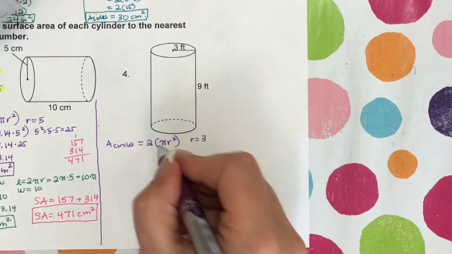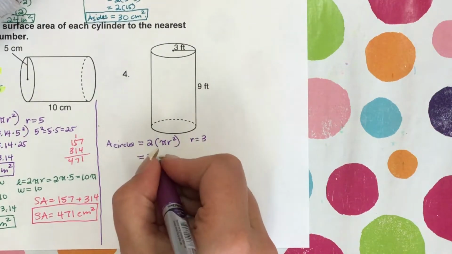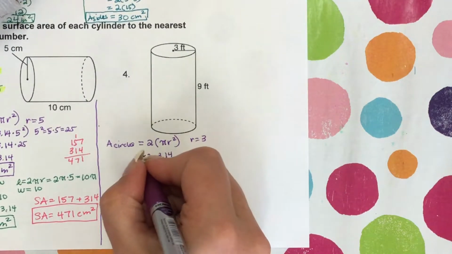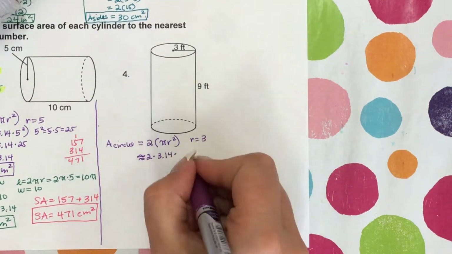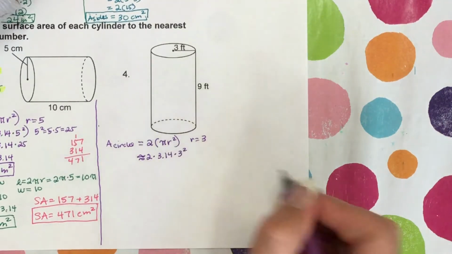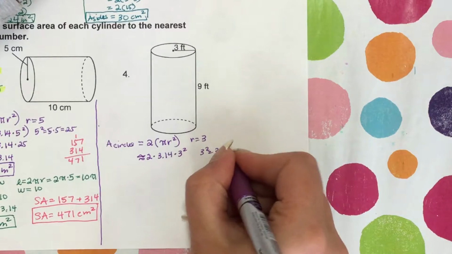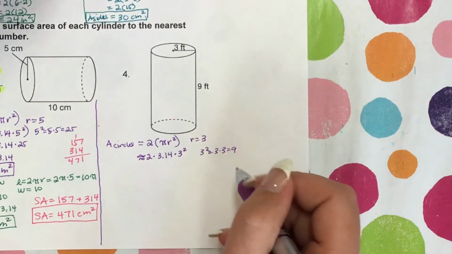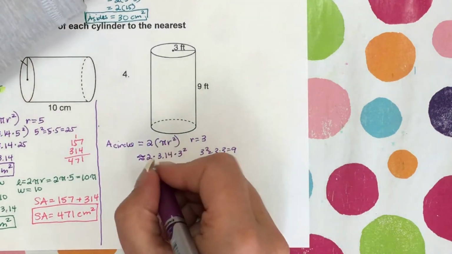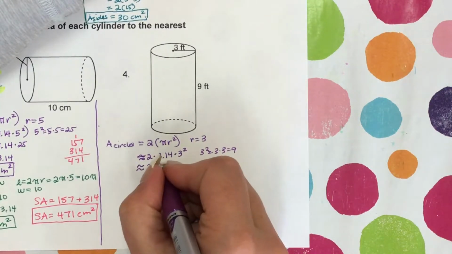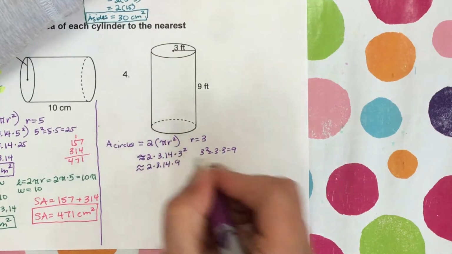Radius equals 3, and then I'm going to substitute everything in. So we have 2 times pi, which is 3.14. When I do that, this needs to be approximate, times 3 squared. 3 is in for r. So 3 squared is the same thing as 3 times 3, which is 9. We have to do the exponents first because of the order of operations. So we have approximately 2 times 3.14 times 9.